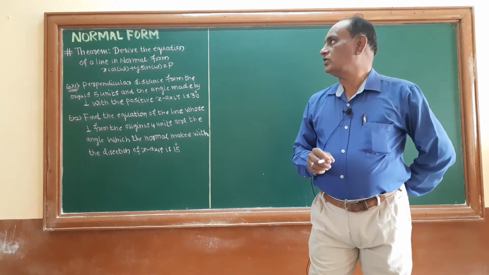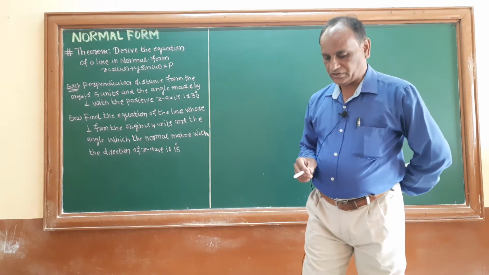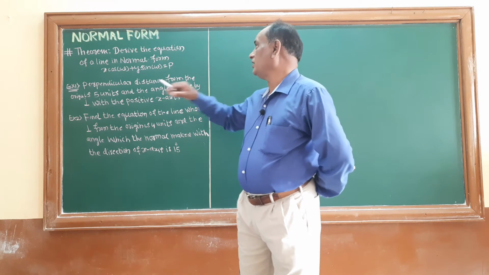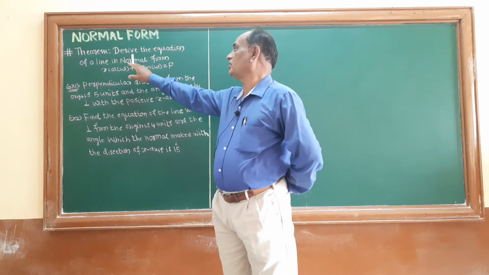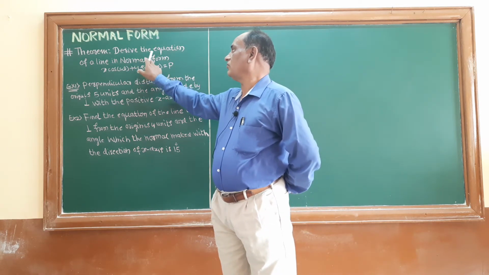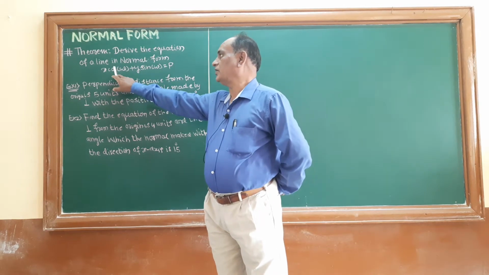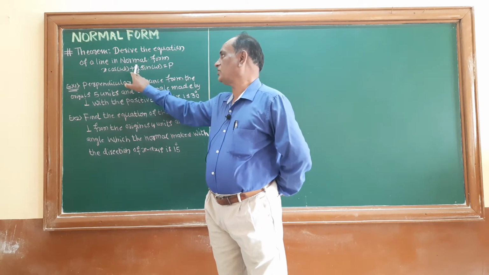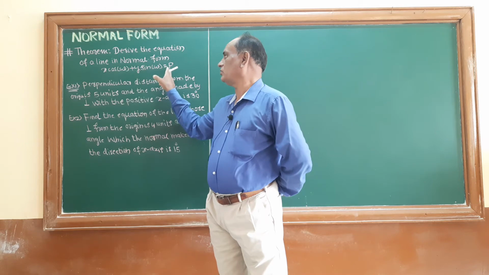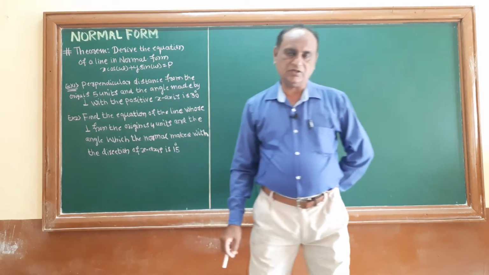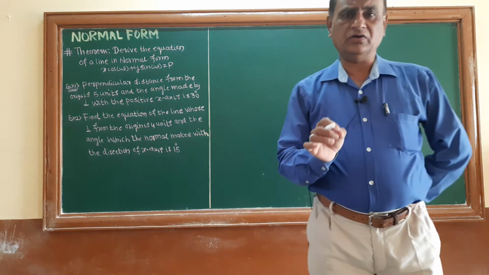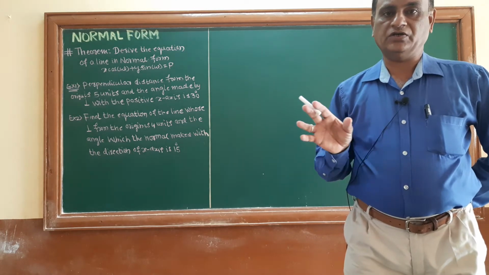That is the normal form. Statement of the theorem: derive the equation of the line in normal form. Normal form: x cos omega plus y sin omega is equal to p, where p is the perpendicular distance from the origin.